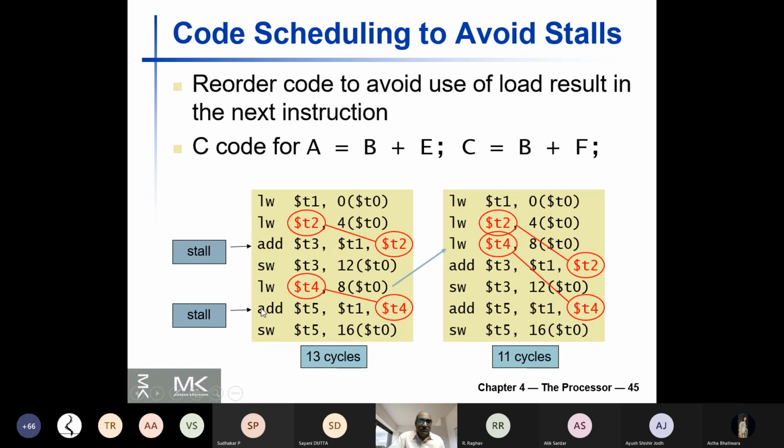Here, the execution of the initial sequence without any reordering of the code requires 13 cycles, but normal execution requires 11 cycles. Normal, because the pipeline is 5 stages, right? And if you feed the instructions into that, after 5 stages only, the pipeline will give you the result.